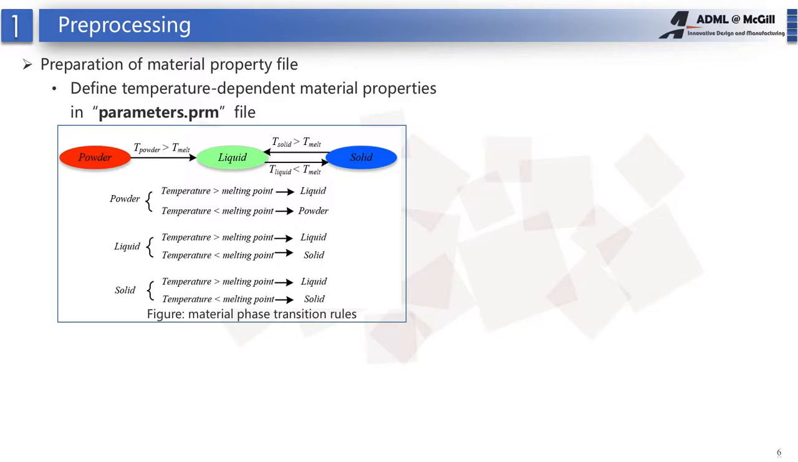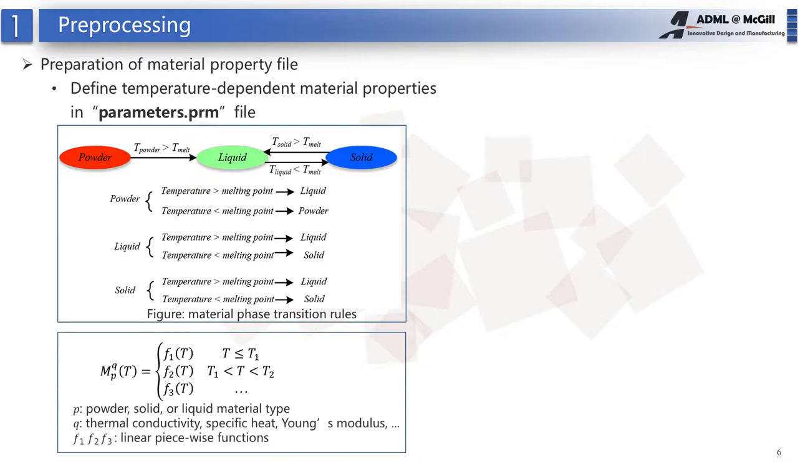Material thermal and mechanical properties vary as temperature changes. However, it is not easy to illustrate the relationship between material property and temperature during the simulation process. In this research, these material properties are modeled as piecewise functions of temperature, as shown in this equation.